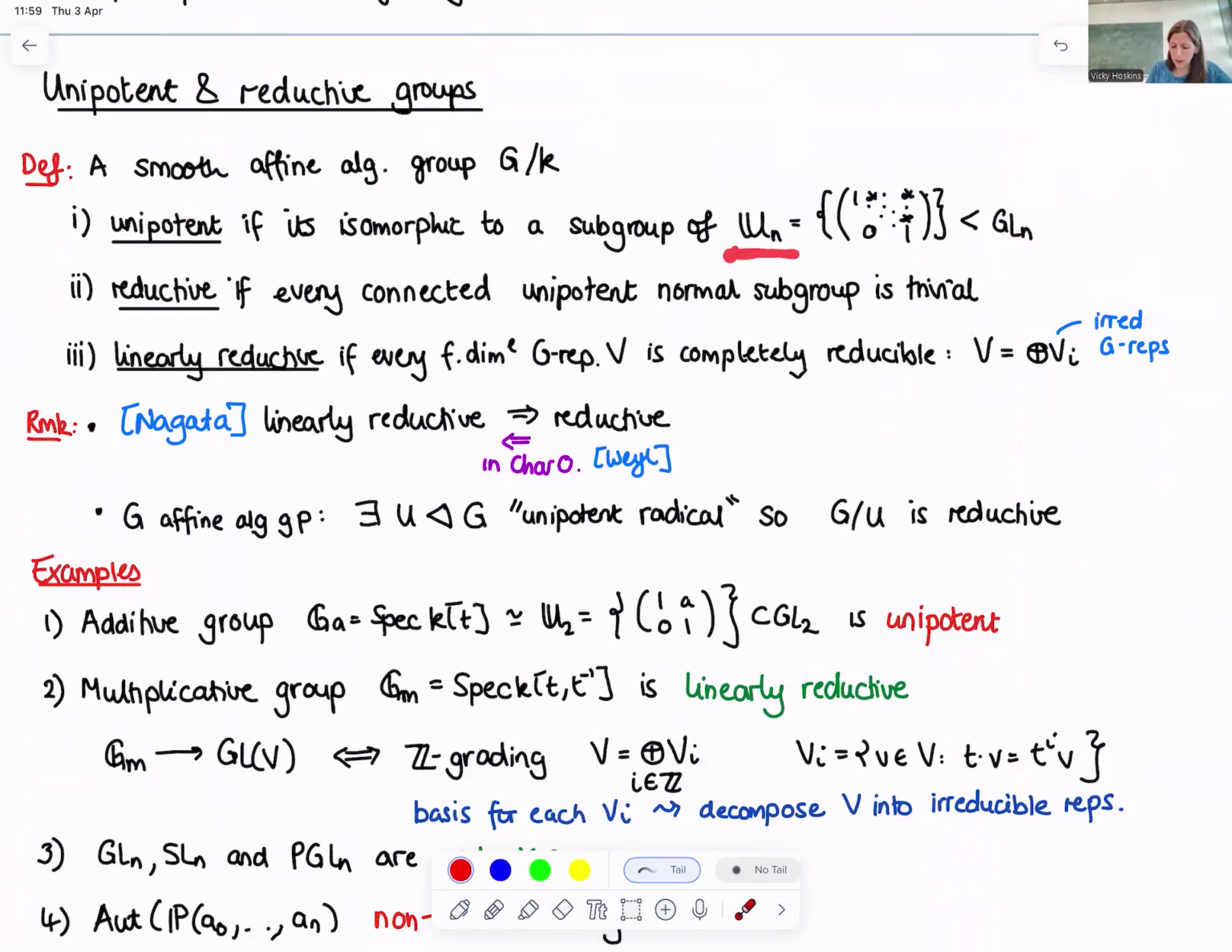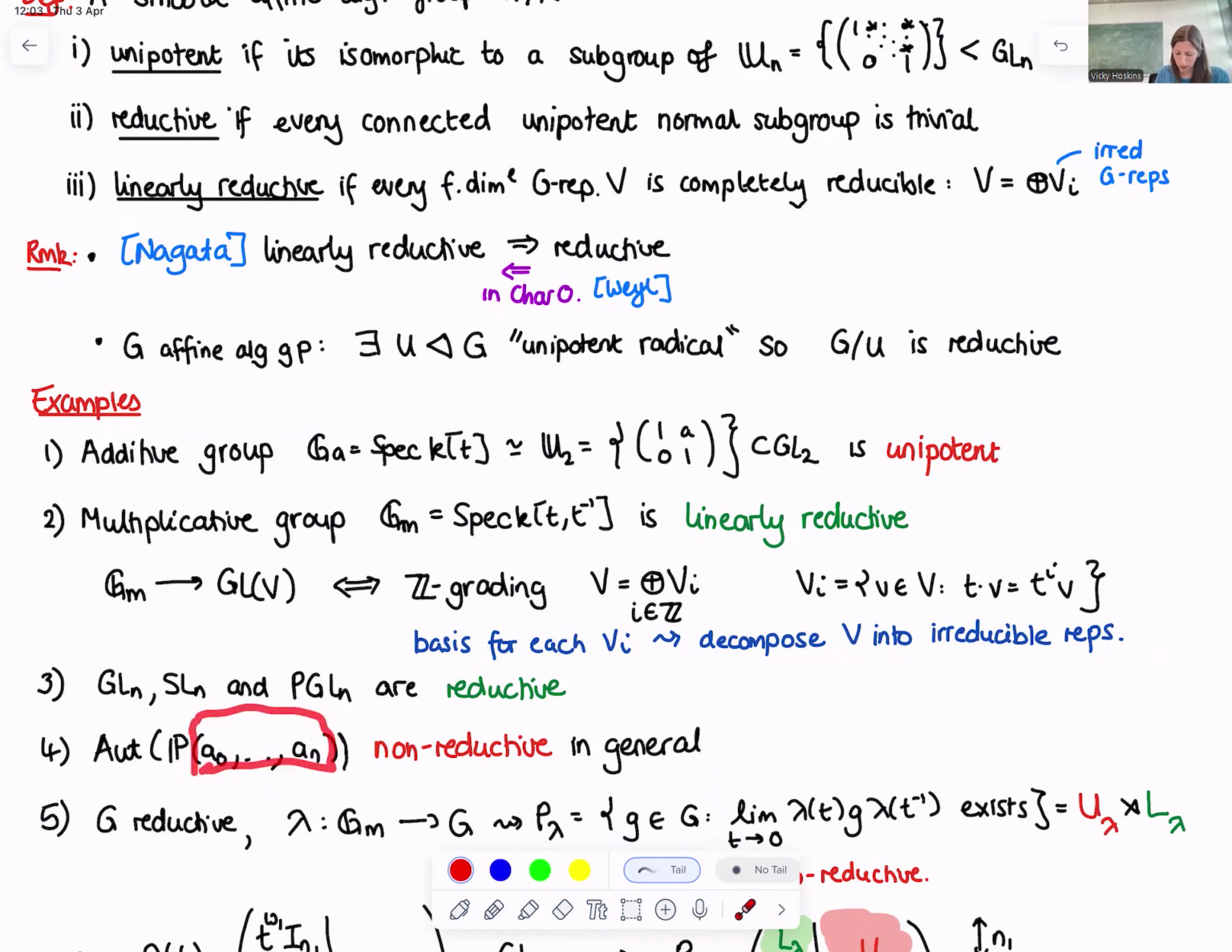An example of a non-reductive group is the automorphism group of weighted projective spaces. What I mean is that you take affine (n+1)-space and take the G_m action which has weights a_0 through a_n, and then you remove the origin and take the quotient, and you get this weighted projective space. I will give you a concrete example of what this looks like in general, but you'll see that quite easily you can get actions of additive groups here.